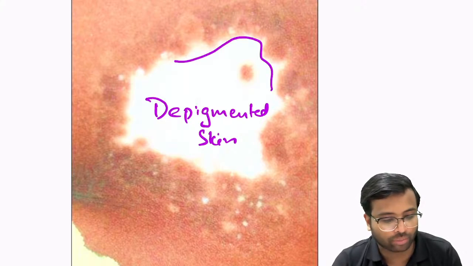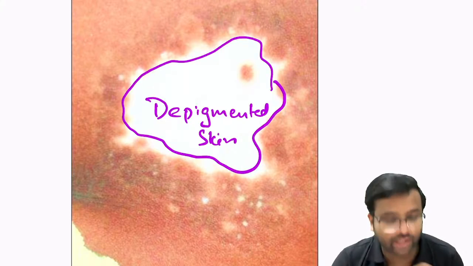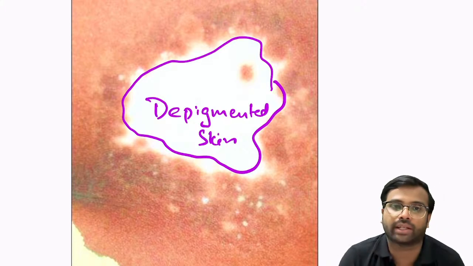Okay. In the center, I can see that the central part is white in color. So there is a deep pigmented skin. You can say hypopigmentation, or you can say depigmentation, because this area is white in color. Okay, this that I am marking, this area is white in color. This is a deep pigmented skin.